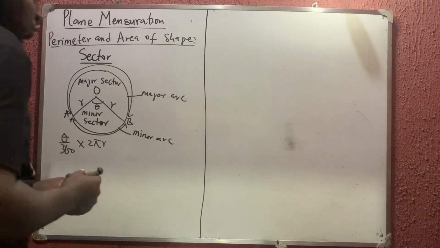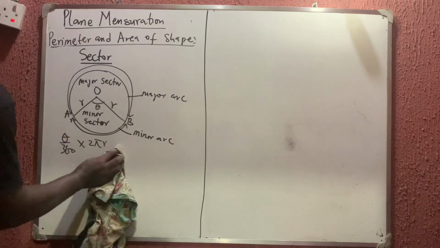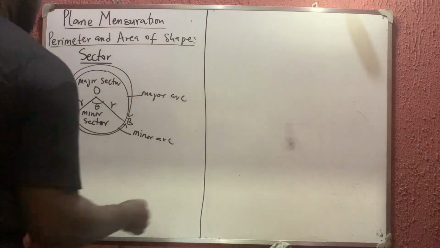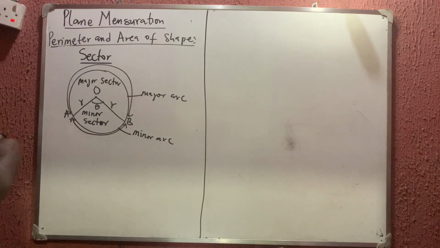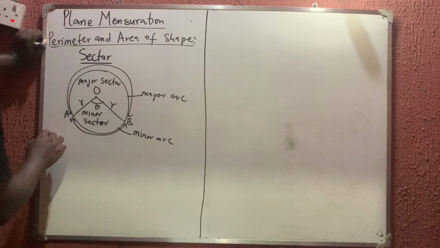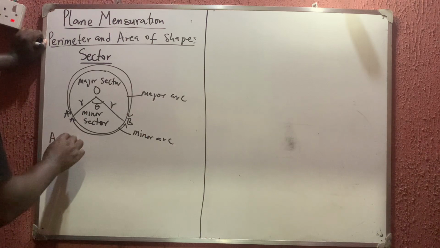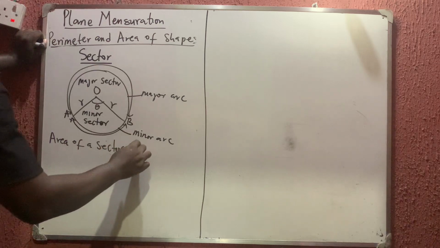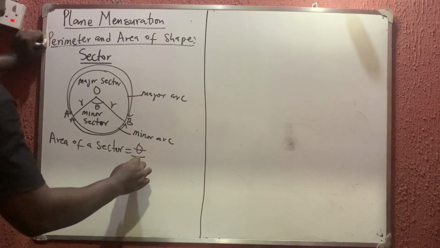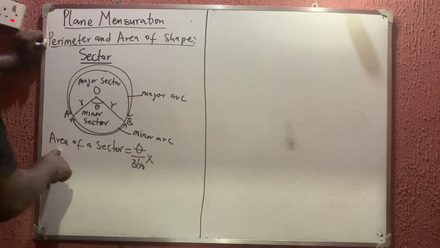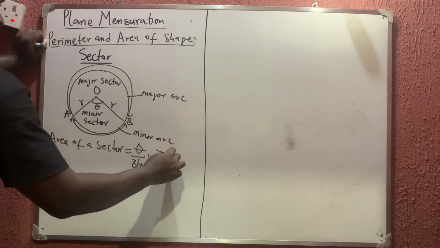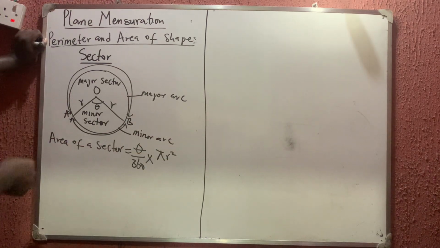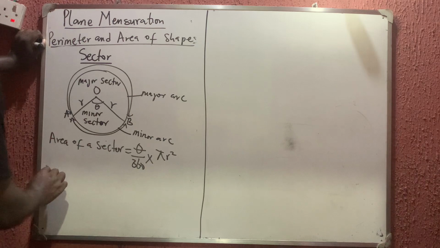But now we are talking about the area of a sector. First of all, let's talk about the area. The area of a sector is given as theta over 360 times, since I'm talking about area, pi r squared.